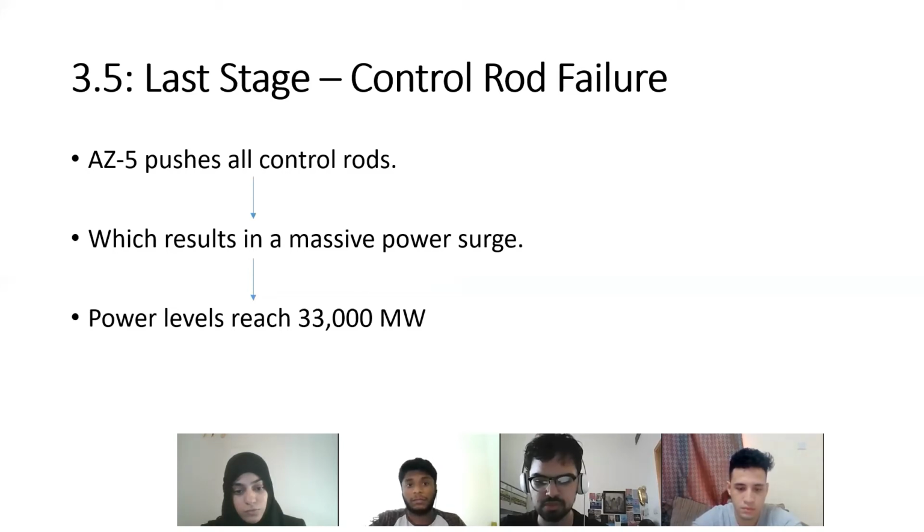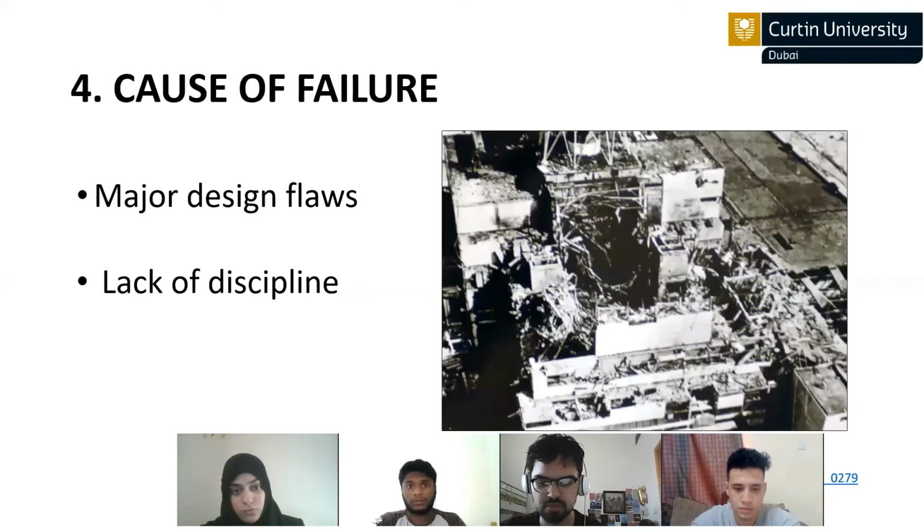Now, as a result, the power levels reach 33,000 megawatts, whereas the maximum capacity of reactor number 4 is only 3,200 megawatts. Once the power levels reach such highs, the lid of the reactor is blown off, and the roof of the reactor number 4 building is completely blown off, and there's a huge explosion. And now Faiz will continue.